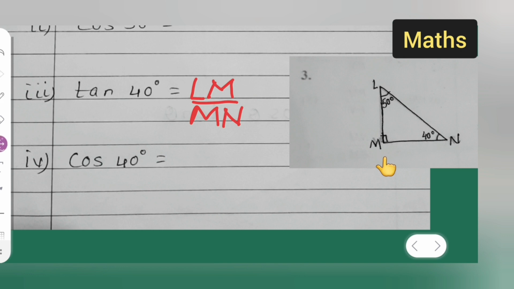So basically, for tan 40, it is opposite upon adjacent. So tan of 40 opposite will be Lm, okay, upon adjacent. So if this is the opposite side, which will be the adjacent side? Mn, right? Next, moving towards the cos of 40 degree.